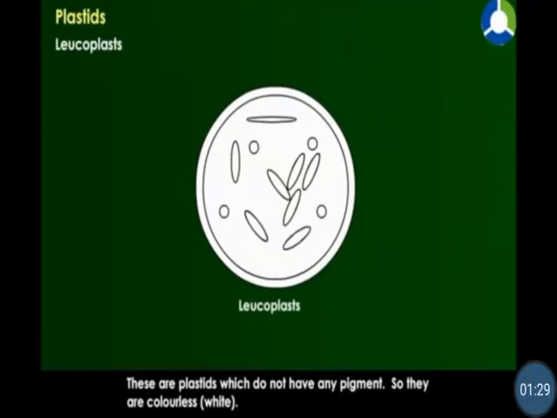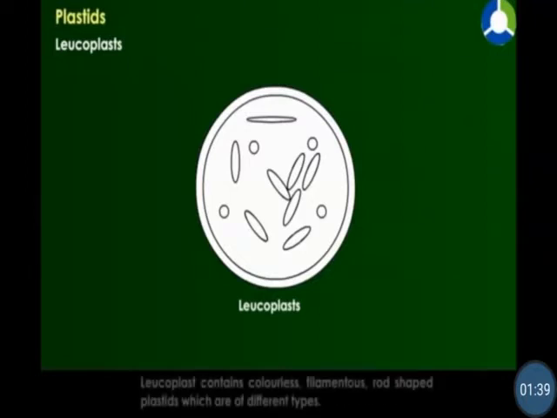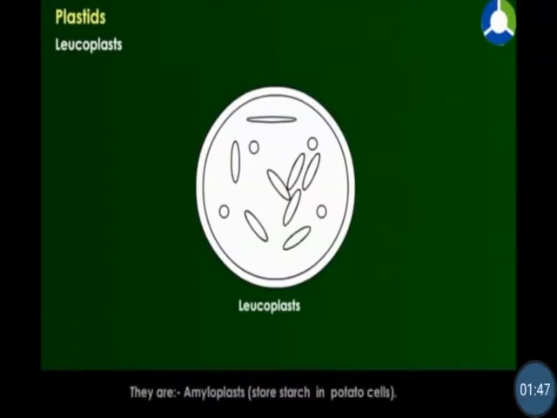Leucoplasts are the plastids which do not have any pigment, so they are colorless or white. They are usually found in storage organs and roots. Leucoplasts contain colorless, filamentous shaped plastids, and they are of different types. They can be amyloplasts, which store starch in the plant cells. They can be aleuroplasts, which store proteins in the cells. And they can be elaioplasts, which collect oil droplets of the cortical cells of the orchids.